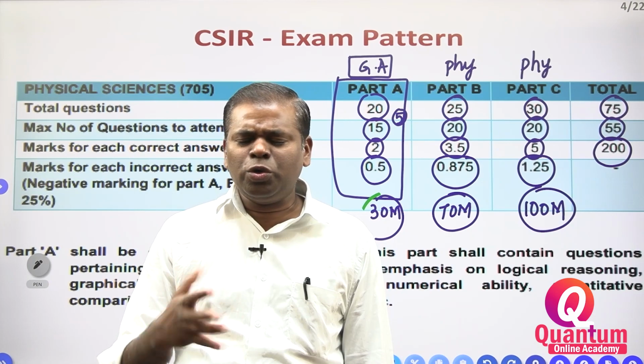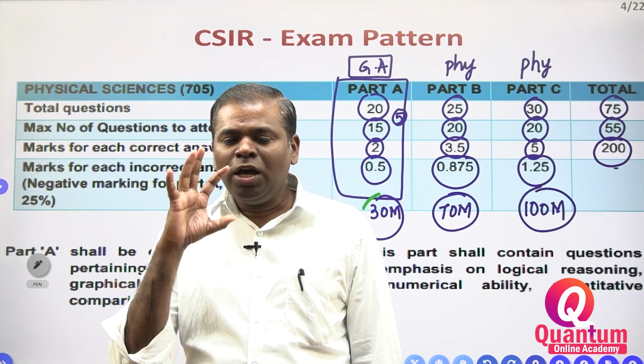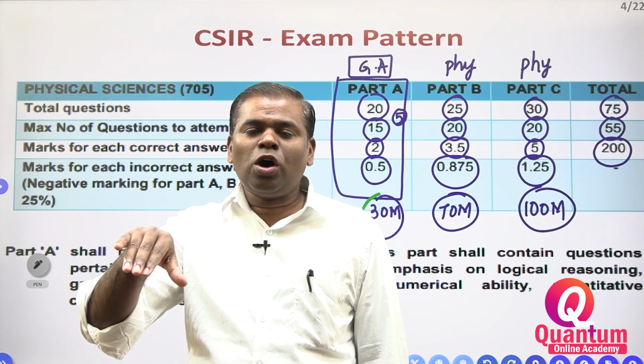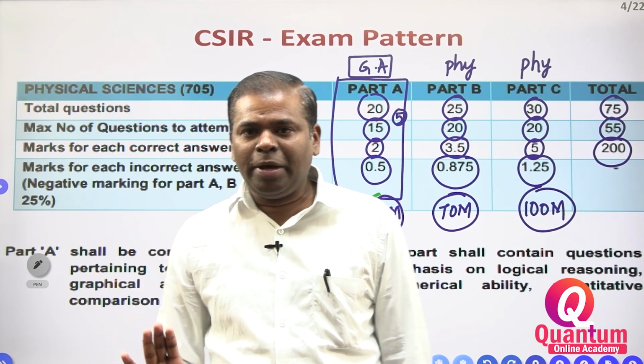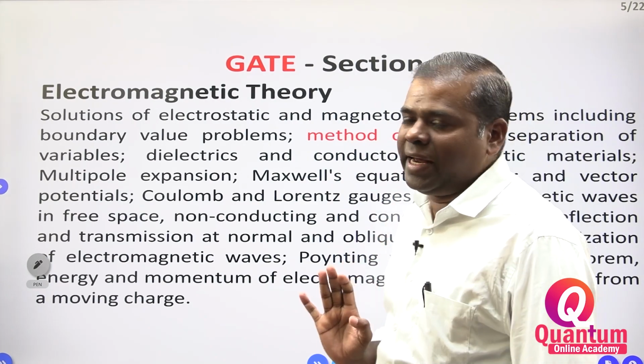Interestingly, you have to do this. Electromagnetic theory paper is very easy. Once you know how to handle electromagnetic theory and solve it, this paper is very easy. Clear? Now you may have a clear idea about the CSIR exam pattern.